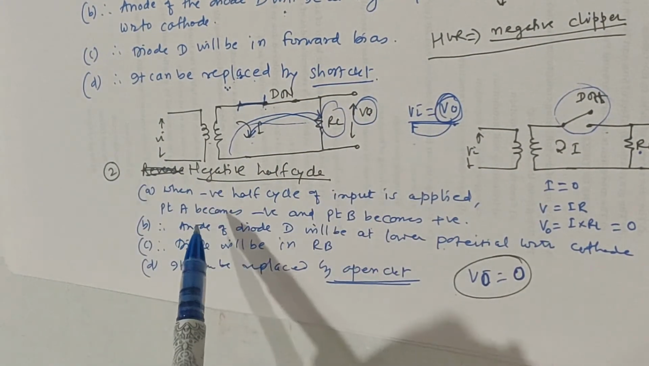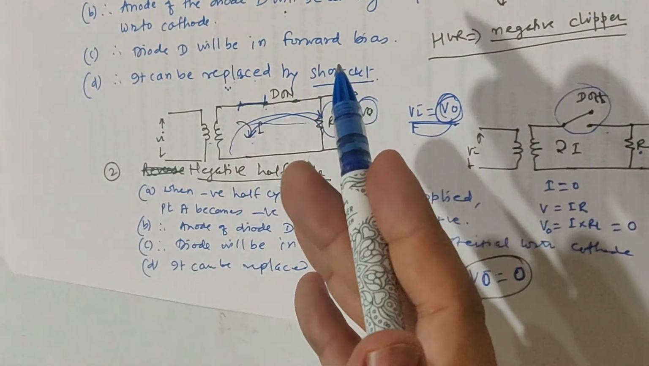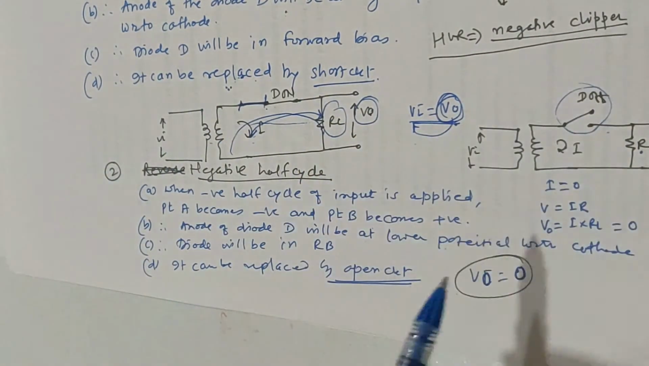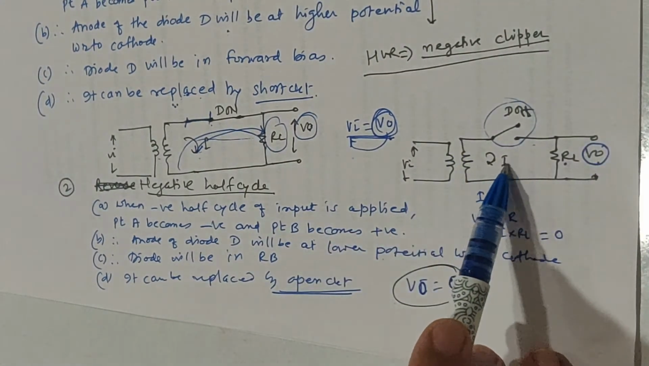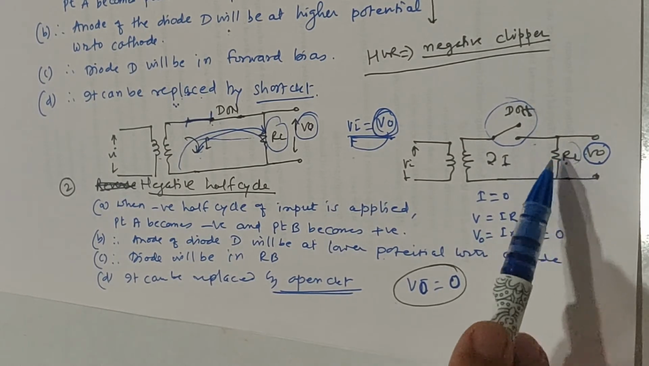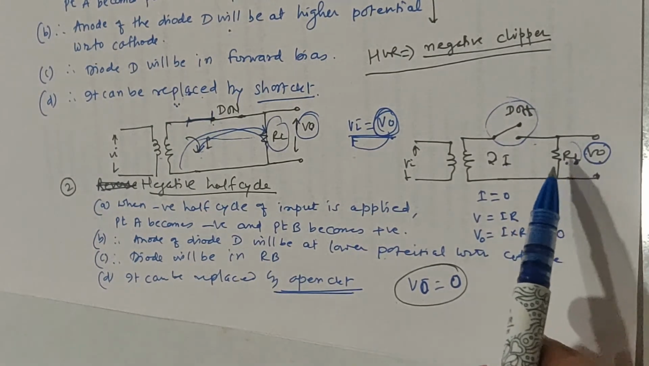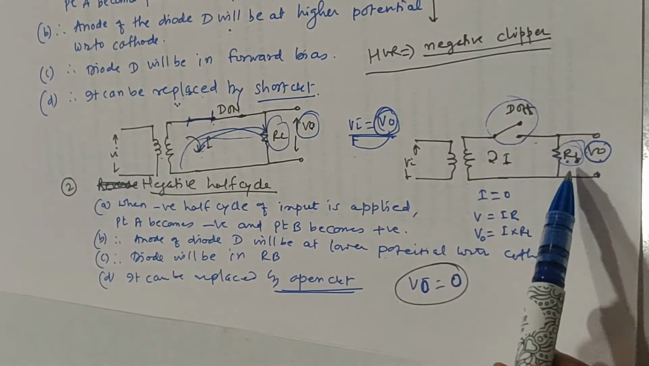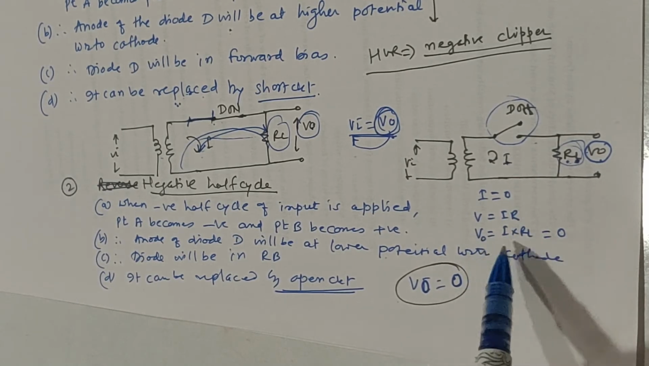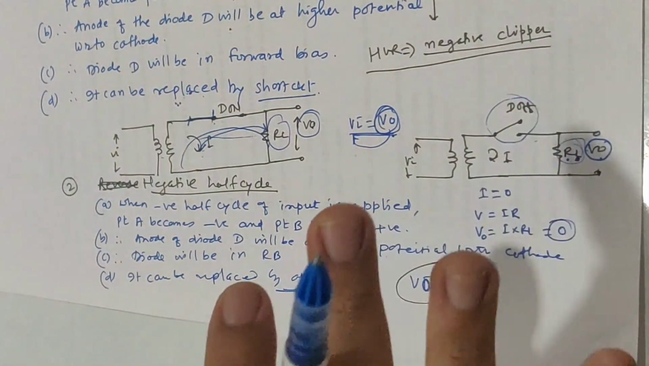Then the anode of the diode will be at lower potential with respect to cathode. That will drive the diode into reverse bias, and it can be replaced by an open circuit. And when it is an open circuit, the current becomes zero. Output V0 is nothing but the current flowing through this resistance multiplied by resistance, because Ohm's law says V is equal to IR. So I is the current flowing through it, RL is the resistance, and therefore the multiplication of I into R will give me V0, which is 0. So output in this case is going to be 0.